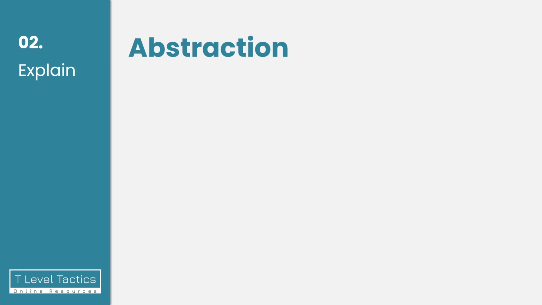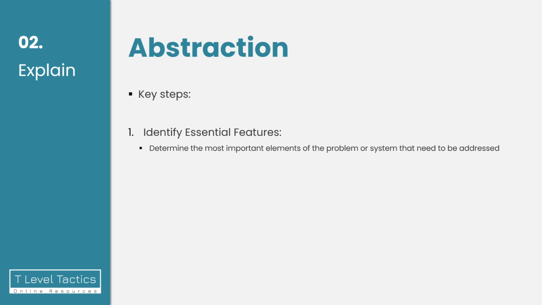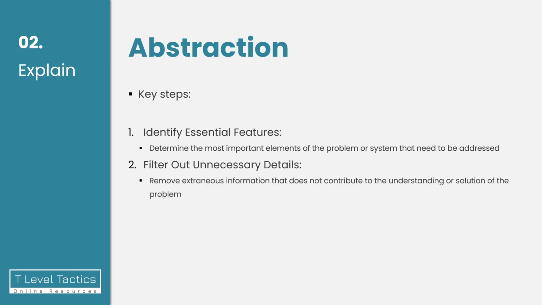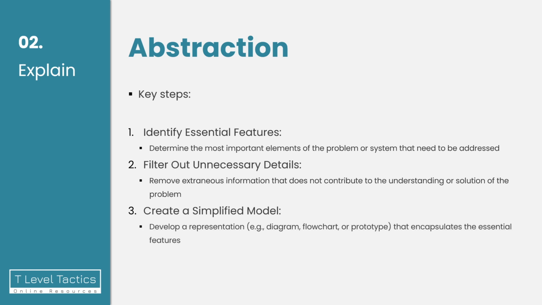There are some key steps in abstraction. Step 1. Identify the essential features and determine the most important elements of the problem or system that need to be addressed. Step 2. Filter out any unnecessary details and remove extraneous information that does not contribute to the understanding or solution of the problem. And step 3. Create a simplified model. Develop a representation, such as a diagram, flowchart, or prototype, that encapsulates the essential features.